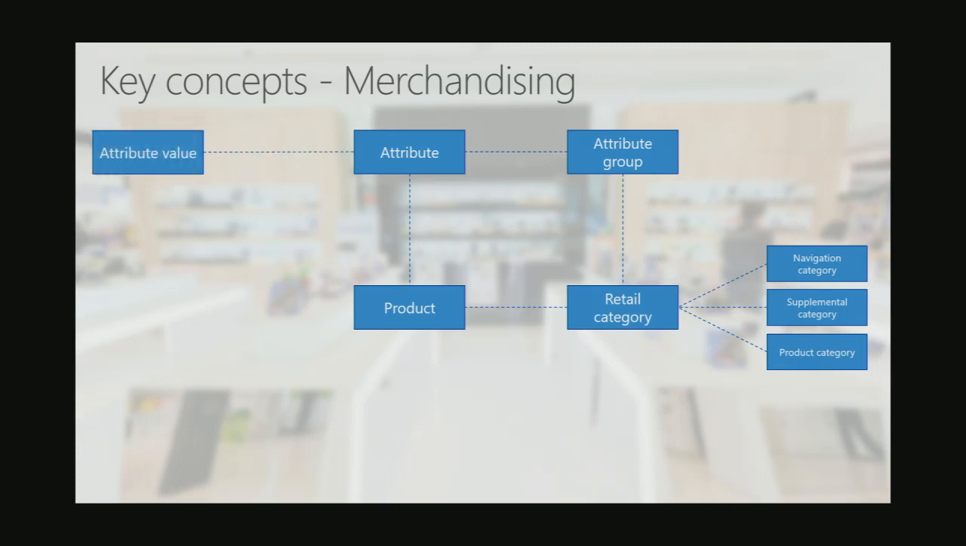Attributes themselves have values. If you think of it as a named value pair, you're defining the data type that it is, you're giving it a name, and then for each product, there is a value for that, so that you can actually better describe that product.